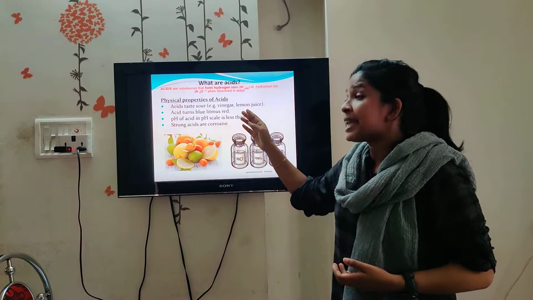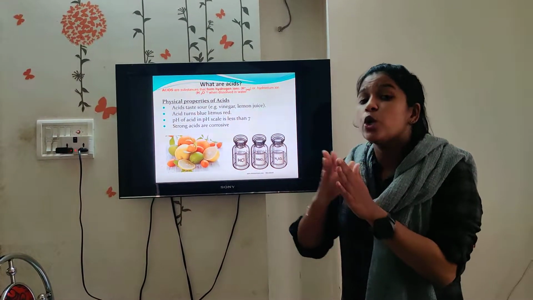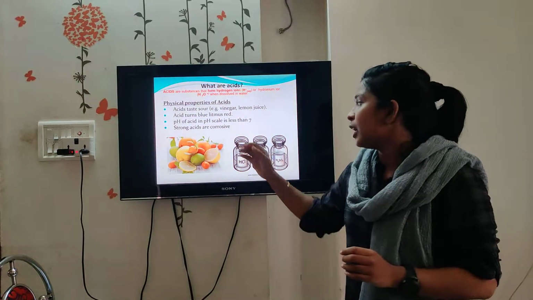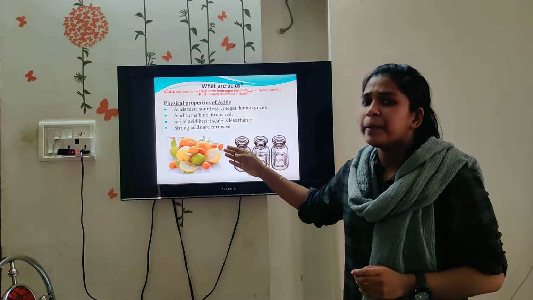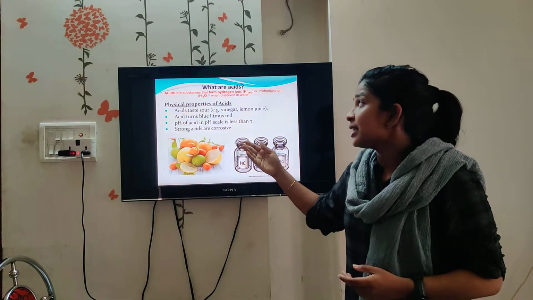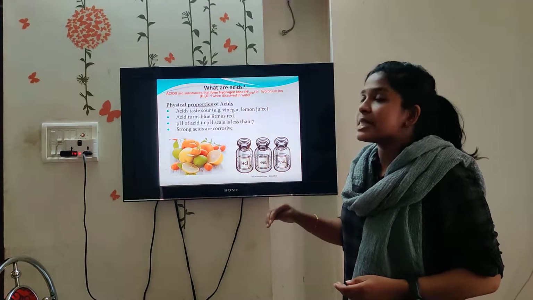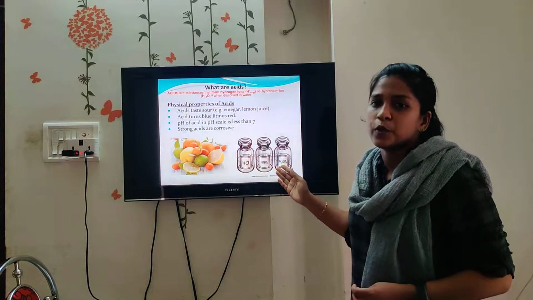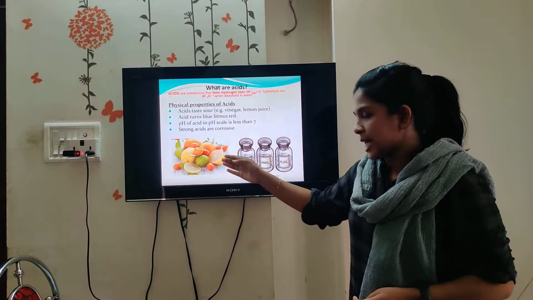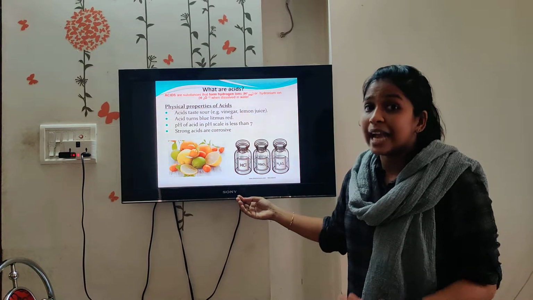Third property, pH is less than 7. That means pH ranging from 0 to 6 is acidic. Fourth property, strong acids are corrosive in nature. What do you mean by strong acids? Acids that produce more hydrogen ions or hydronium ions are called strong acids. Here HCl, HNO3, H2SO4 are strong acids, whereas acids obtained from natural sources like citrus fruits are weak acids.